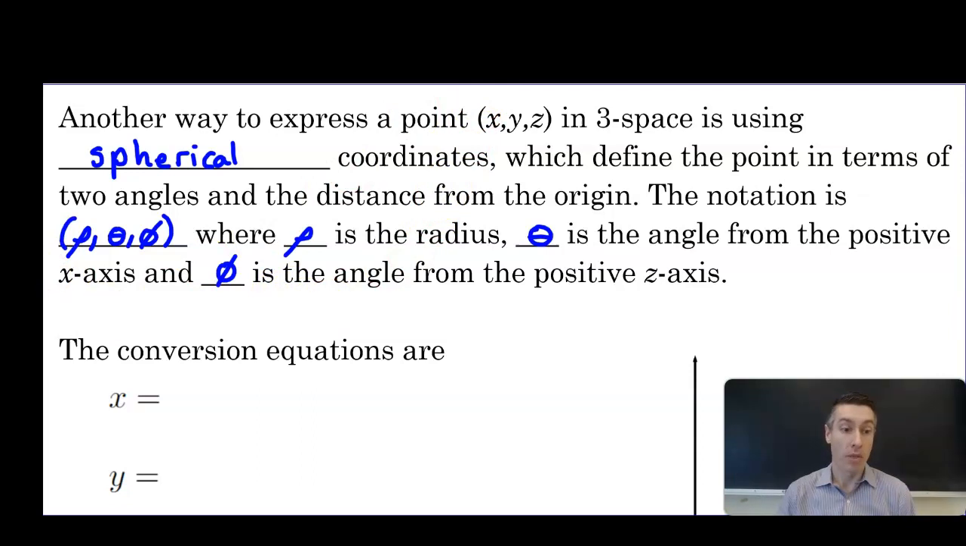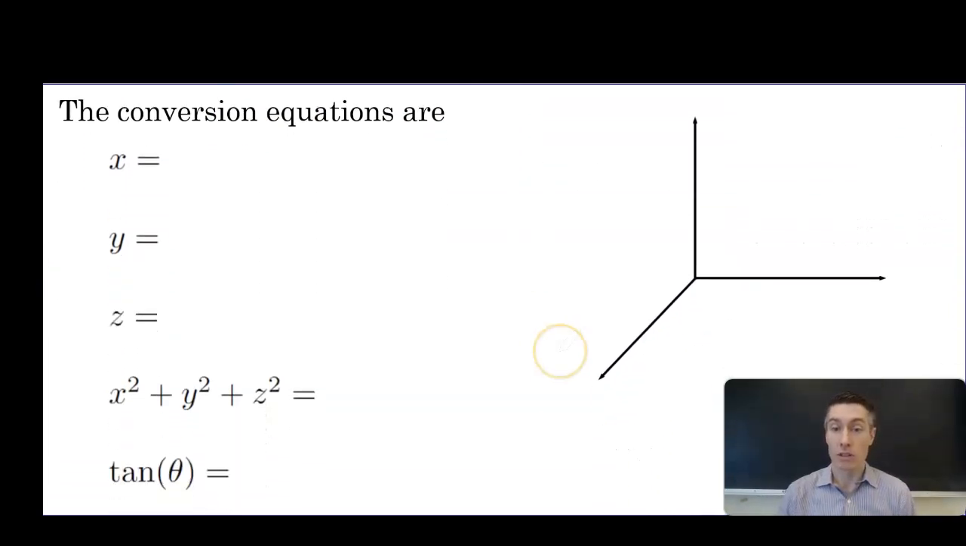Now, in order to come up with the conversion equations, let's actually start with our polar diagram and build out from there. So we had theta and r, and then we went up to the point by z. So now for spherical, if we draw out that distance from the origin to that point, that's going to be rho. That's our distance from the origin.